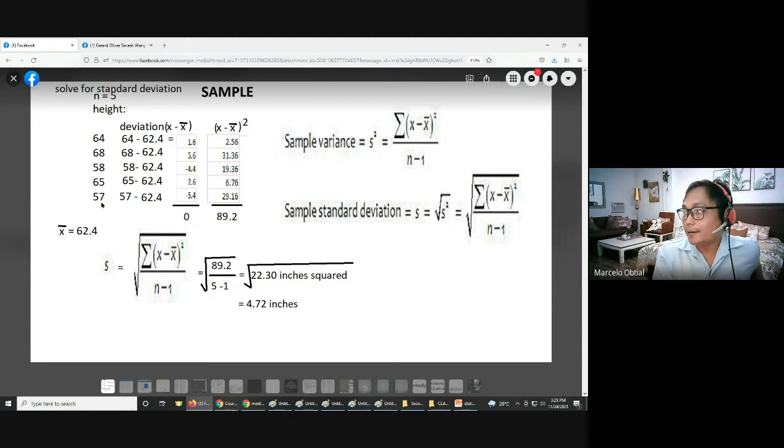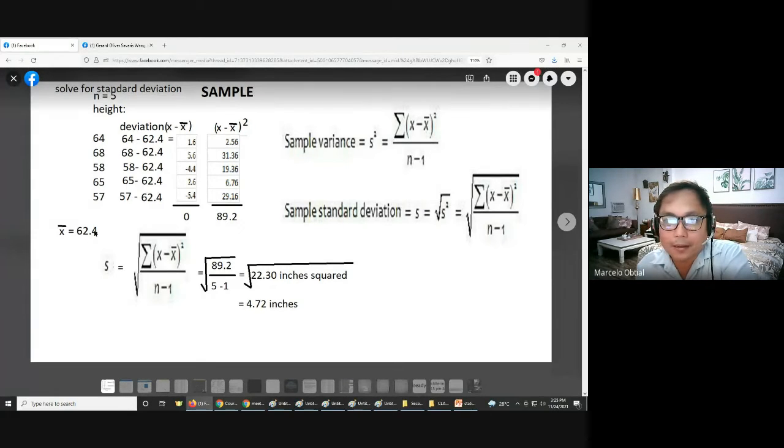Or small n. So in short, kapag kinuha natin yung average dito, it should be x bar. Because x bar means sample mean or average. Okay, mu is the average of the population, no? So to get the average of the sample size ng 5 students, okay, just need to add and divide it by 5. The answer is 62.4.